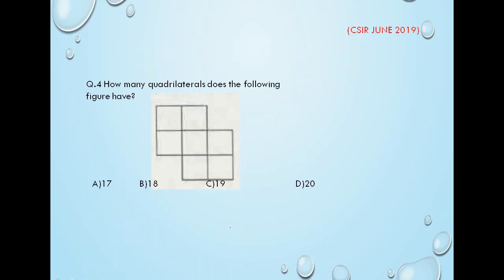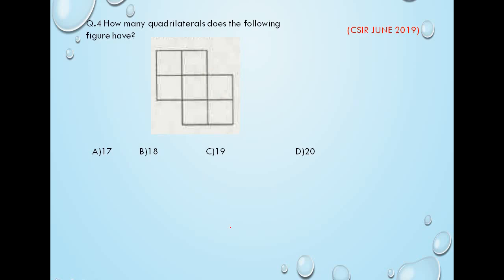Next question. Our next question is, how many quadrilaterals does the following figure have? So you need to find how many quadrilaterals are possible in this figure. Before doing that, first let us define a quadrilateral. A quadrilateral is a 2D figure having 4 sides.